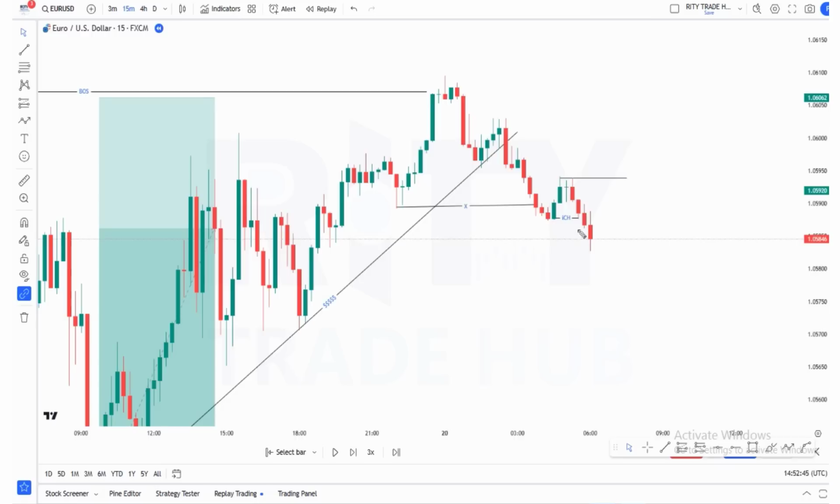With this internal shock right here, this has confirmed the signal that we got from here, that there is strong selling pressure in the market. So we can now go ahead and position ourselves for a selling opportunity. So this is our inducement.